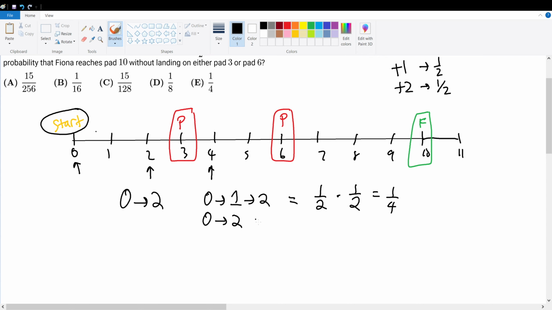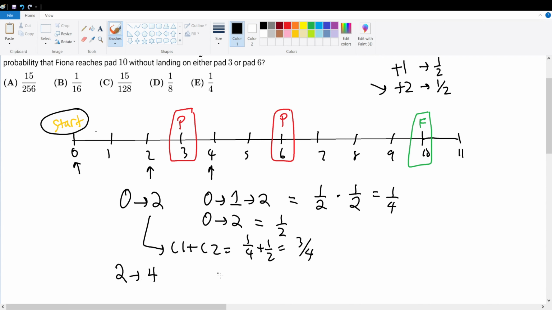What about 0 to 2 directly? Well, that's just 1/2, because of the half chance of getting a +2 jump. So the overall probability equals case 1 plus case 2, which is 1/4 plus 1/2, which gives 3/4. Now let's consider from 2 to 4.